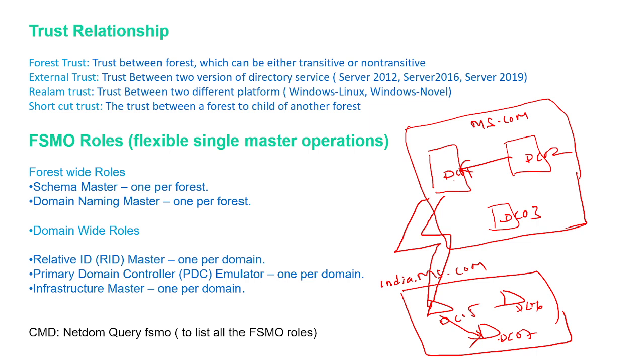Yes, sir. Actually, I have a doubt. In trust relationship, why can't DC03 talk to India.microsoft.com? Which shortcut trust? Yes, sir. See, DC03 is there now. So why can't it directly talk to India.microsoft.com?